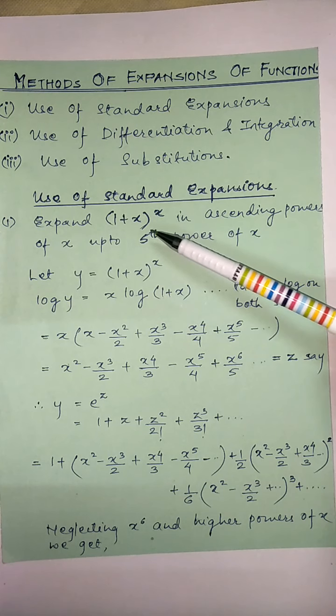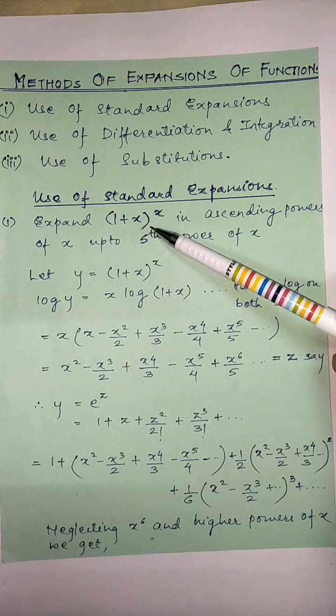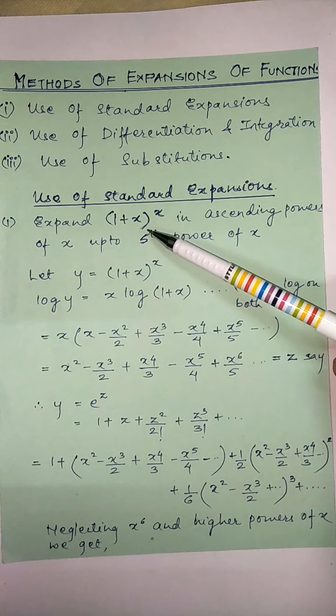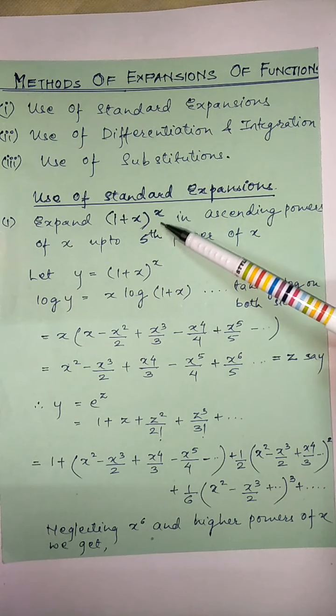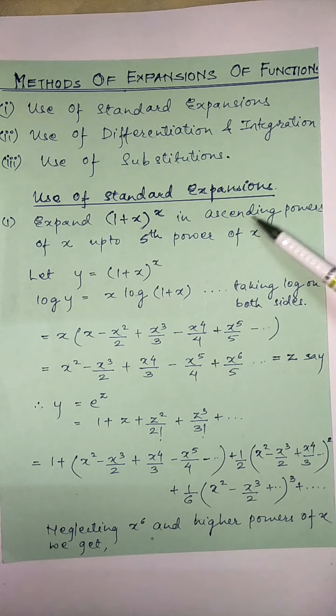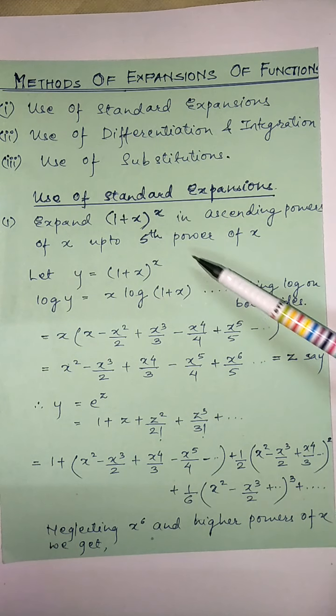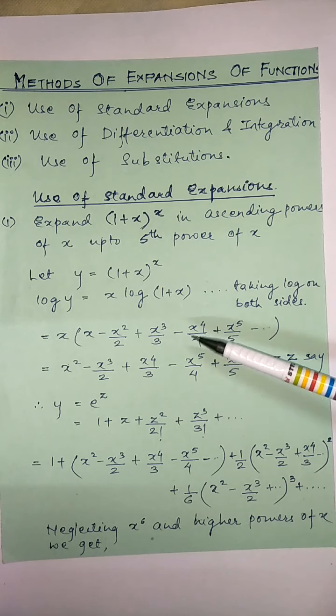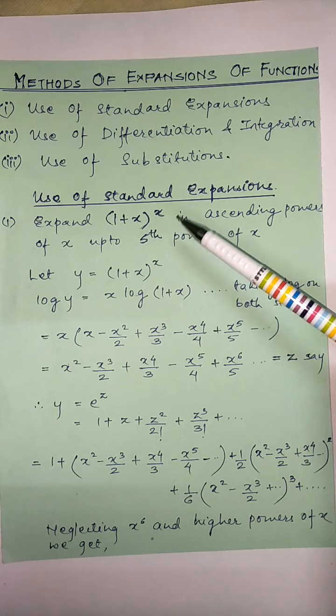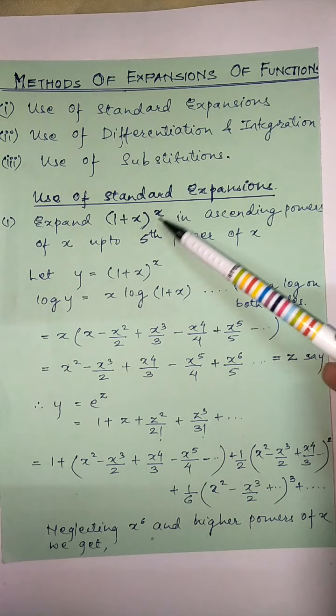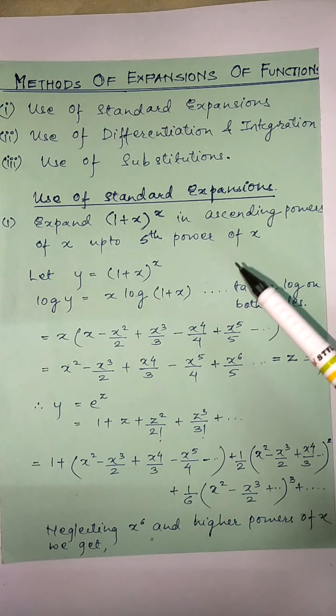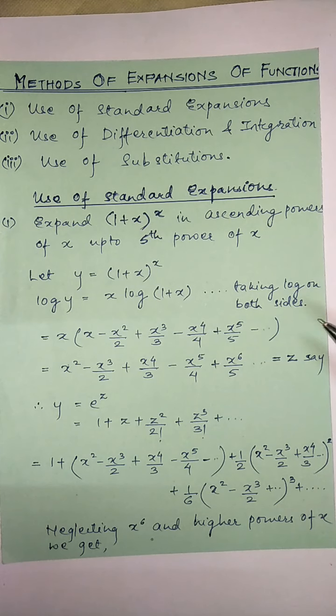Now we are asked to expand (1 plus x) raised to x in ascending powers of x up to the fifth power of x. That is, we have to expand this (1 plus x) raised to x up to x raised to 5. We don't want the terms beyond that. We want terms up to x raised to 5. So let's proceed.